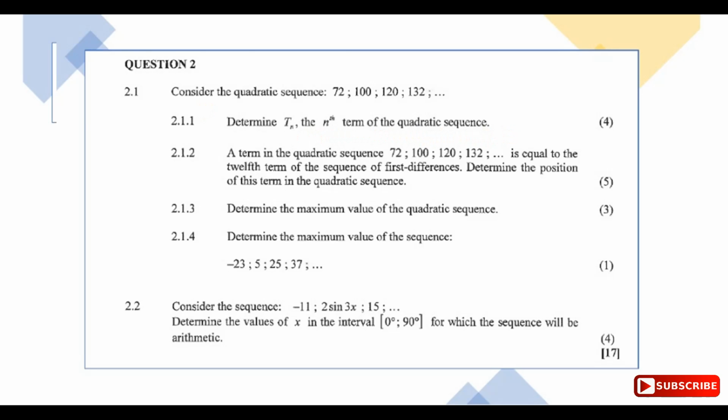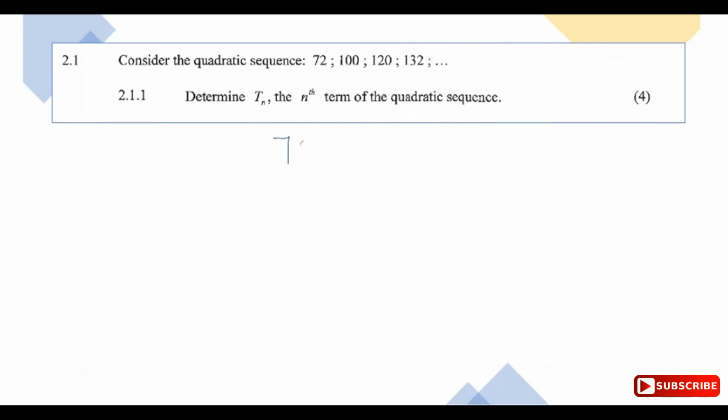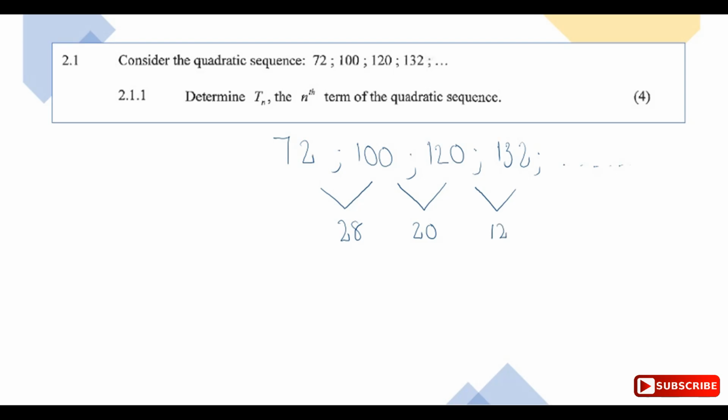So let's get started. You've got 72, 100, 120, 132, and so on and so forth. We're supposed to take term 2 minus term 1, which is 100 minus 72, which is 28. Then 120 minus 100 is 20, and 132 minus 120 is 12. So this is your first difference.